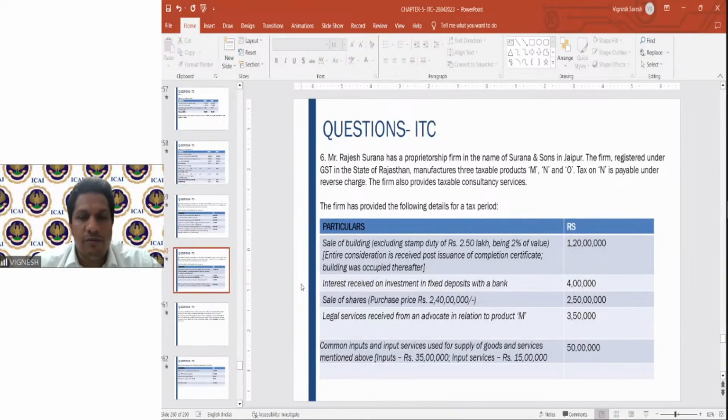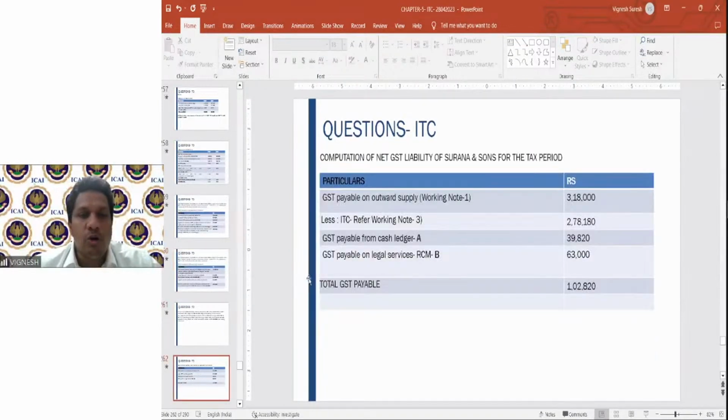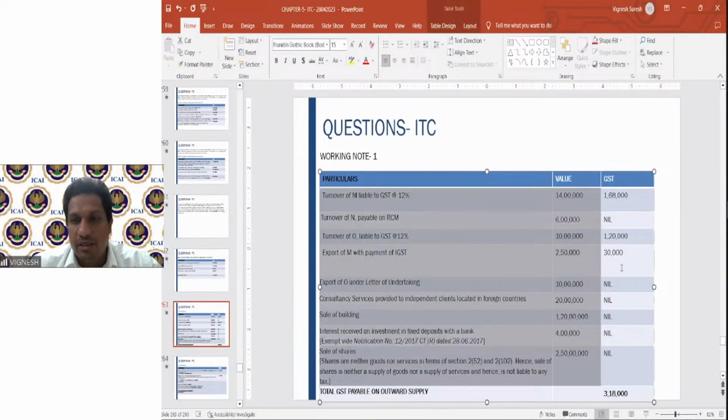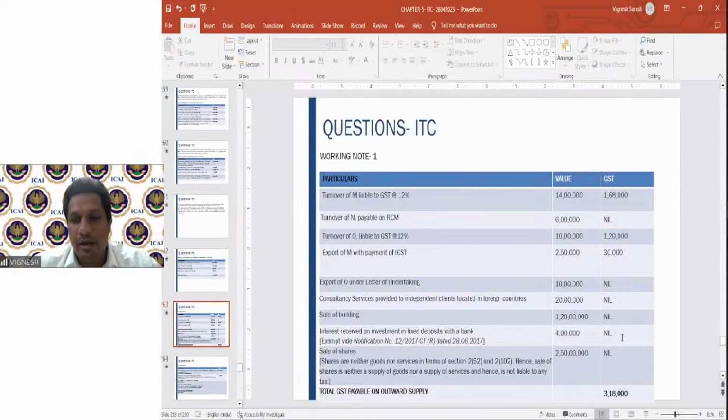So once you do all of this, you will get the GST on outward supply. This is exactly what we discussed. On this, you work out the taxes, zero rated, and the total output supply will come as 3,18,000. I hope you got the amount of the total GST paid on outward supply.